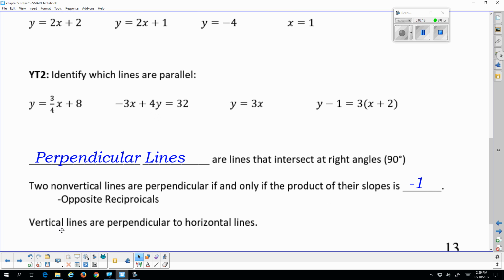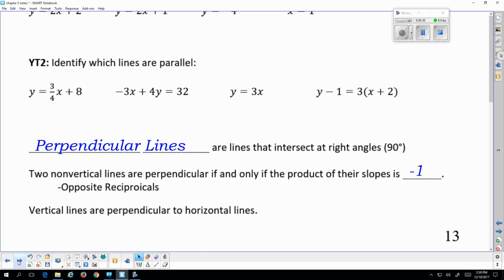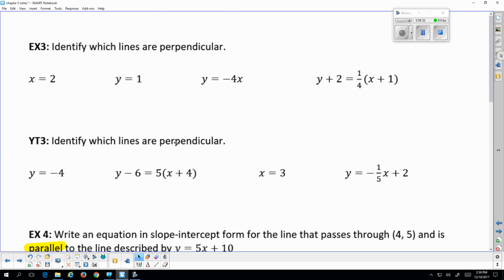Okay, and then once again, because of the vertical lines being undefined, there's just a little note here saying that if you have a vertical line, it's going to be perpendicular to a horizontal line. So on the next page, a few examples. Okay, identify which lines are perpendicular.